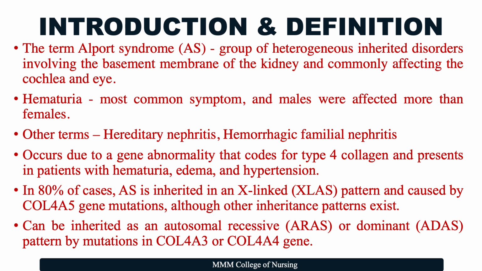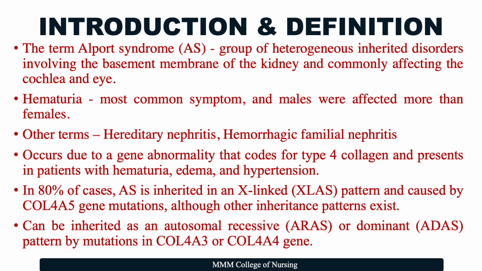The term Alport Syndrome, short form referred to as AS, is a group of heterogeneous inherited disorders involving the basement membrane of the kidney and commonly affecting the cochlea and the eye. It was observed that hematuria was the most common symptom and males were affected more than females. Other terms include hereditary nephritis and hemorrhagic familial nephritis.